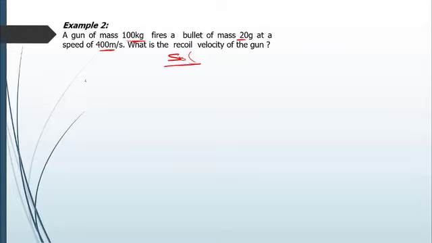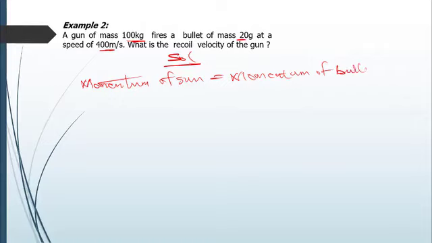Now remember that momentum of the gun is equal to momentum of the bullet. So what it simply means is mass times velocity of the gun equals mass times velocity of the bullet. So mg vg equals mb vb.